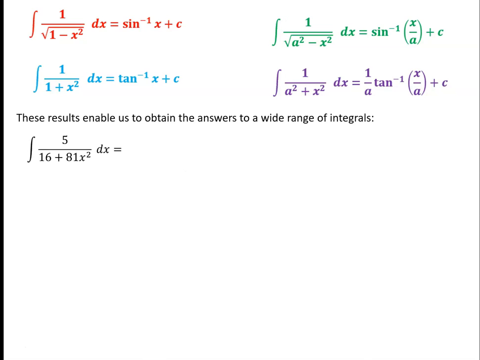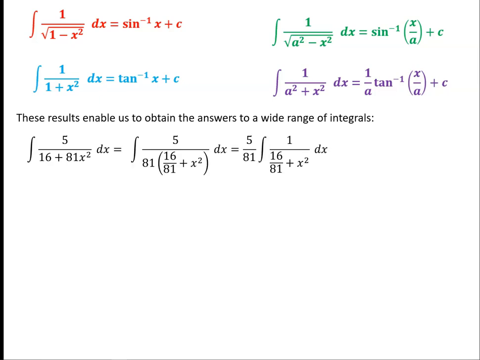Okay, a few more examples like this. Now we've got the integral of 5 over 16 plus 81 lots of x squared to do. Now this looks like the fourth of our standard integrals at the top of the page, except we've got that 81 in front of the x squared, which we really don't want. And we're going to do very much the same as we did in the previous example. We're going to factor out the 81. So I can say that's the same thing as the integral of 5 over 81 lots of 16 over 81 add x squared.